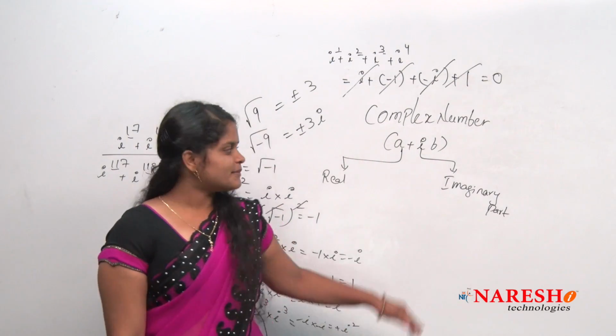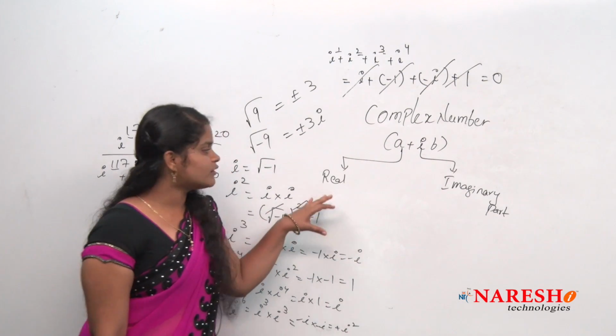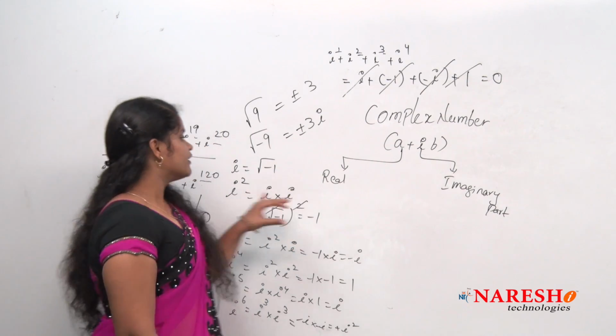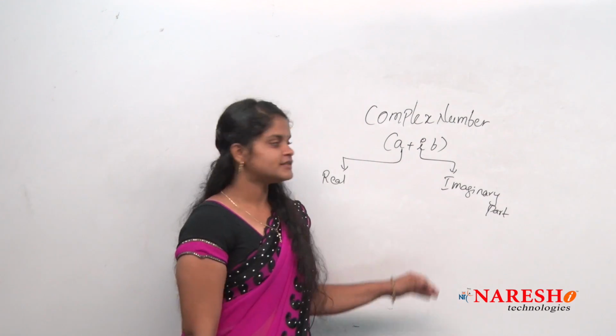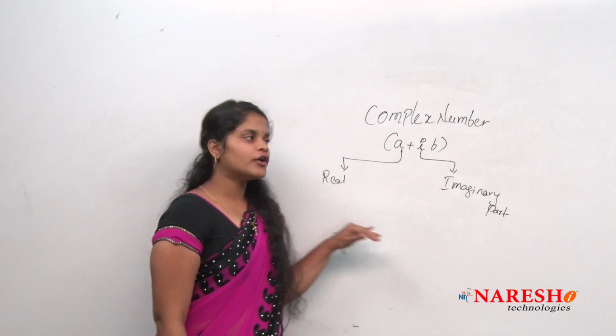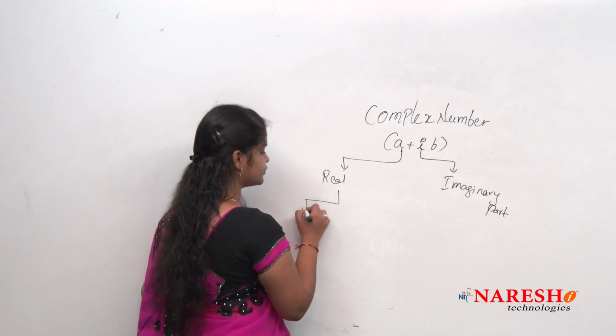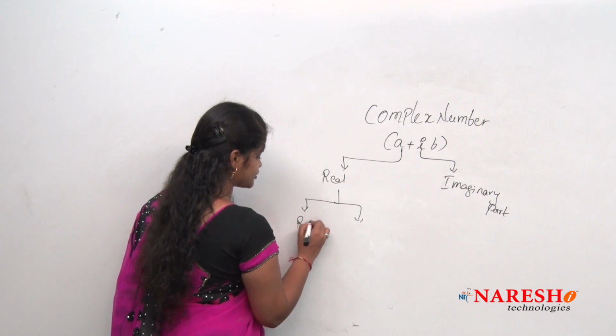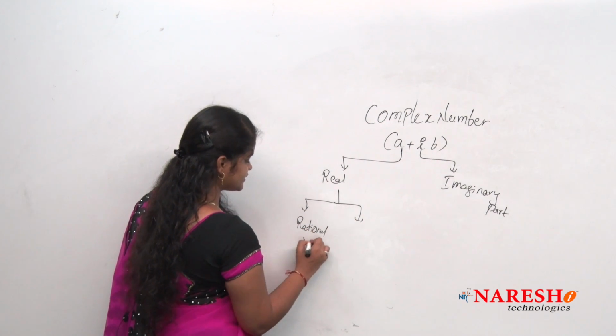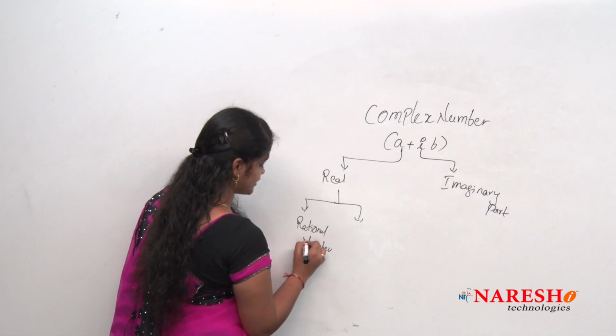So that's it about the imaginary part. Now let's move to the real part. What is this real part? The real part is again divided into two types: one is rational numbers and the next one is irrational numbers.